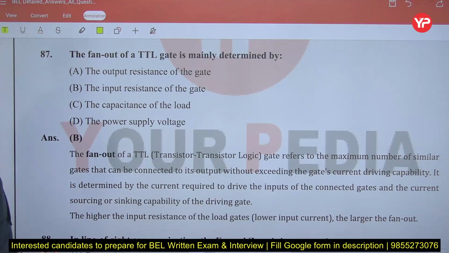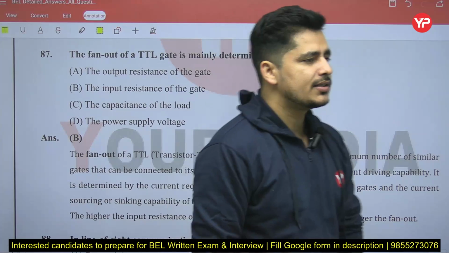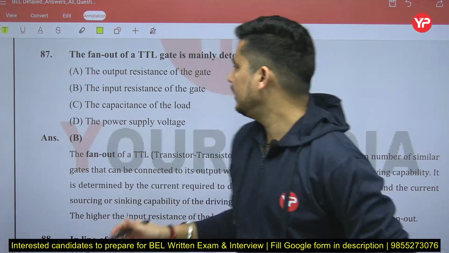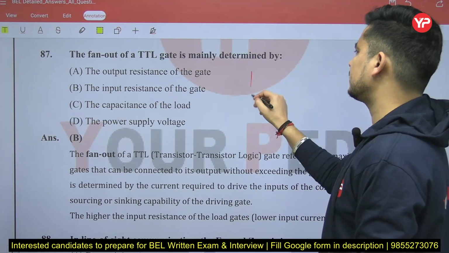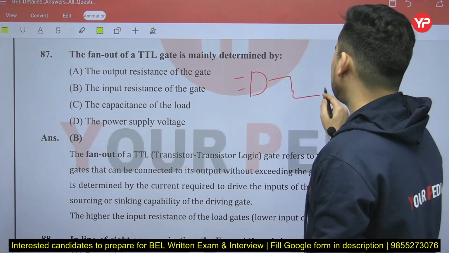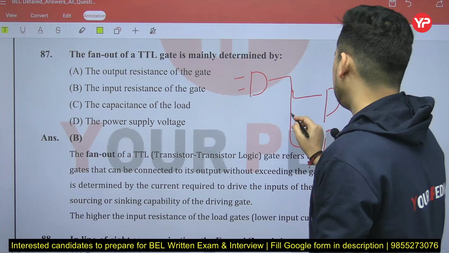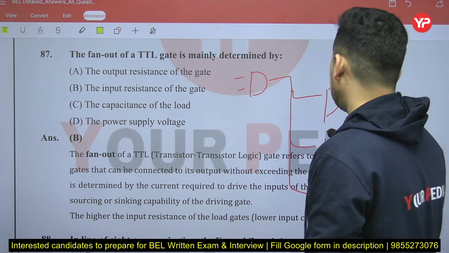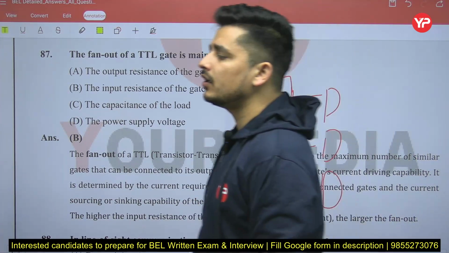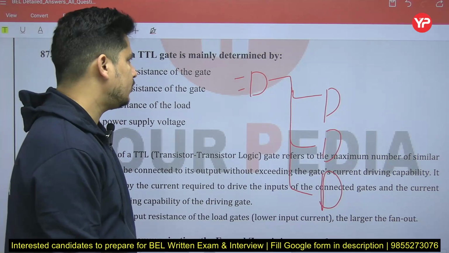Fan out of a TTL gate is mainly determined by this. What is fan out? First thing you have to remember that. Basically you have a gate. Let us understand a TTL gate. I am taking a TTL gate like this, and I am connecting several AND gates at its output, on the same output. So how many AND gates can you connect to its output? That is called fan out.